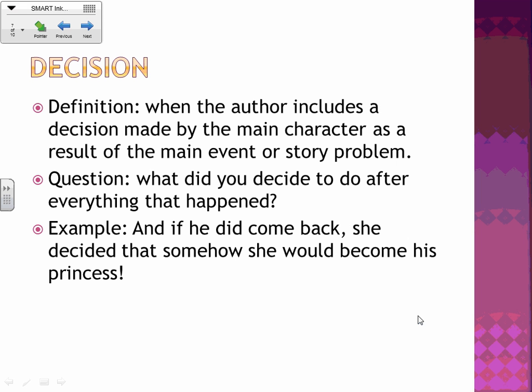Then we look at a decision. And a decision is when the author includes a decision made by the main character as a result of the main event or story problem. So the question that you'd ask yourself here is, what would your character decide to do after everything happened? For example, "And if he did come back, she decided that somehow she would become his princess."